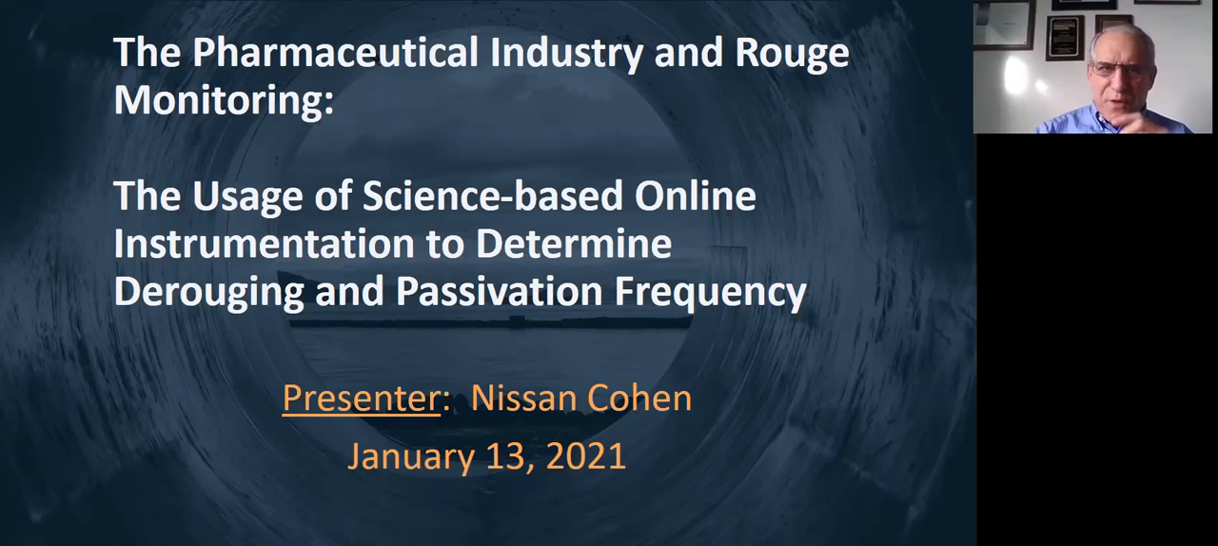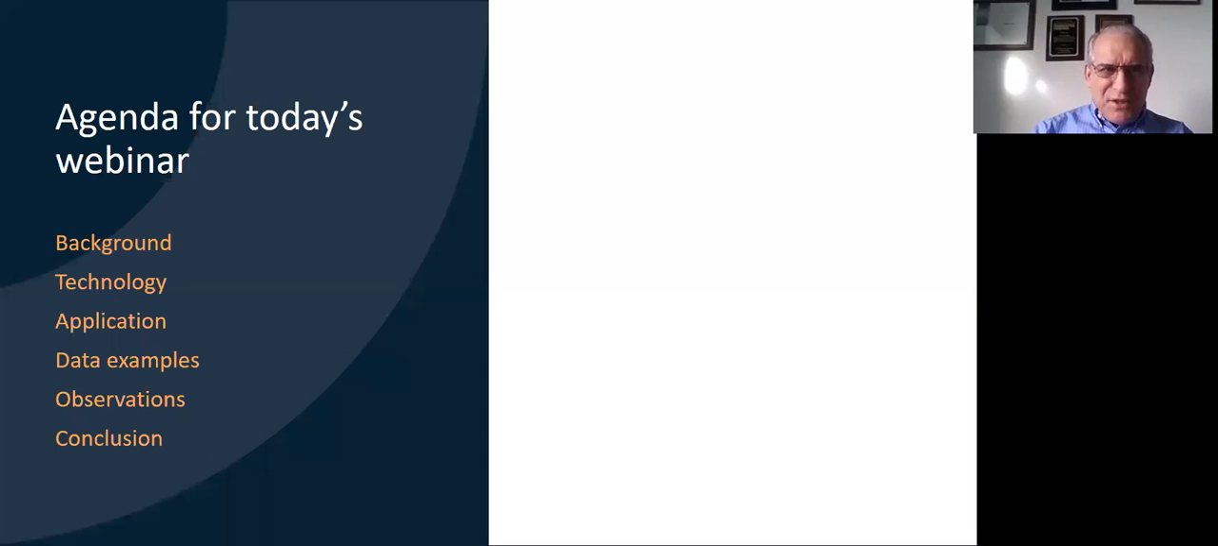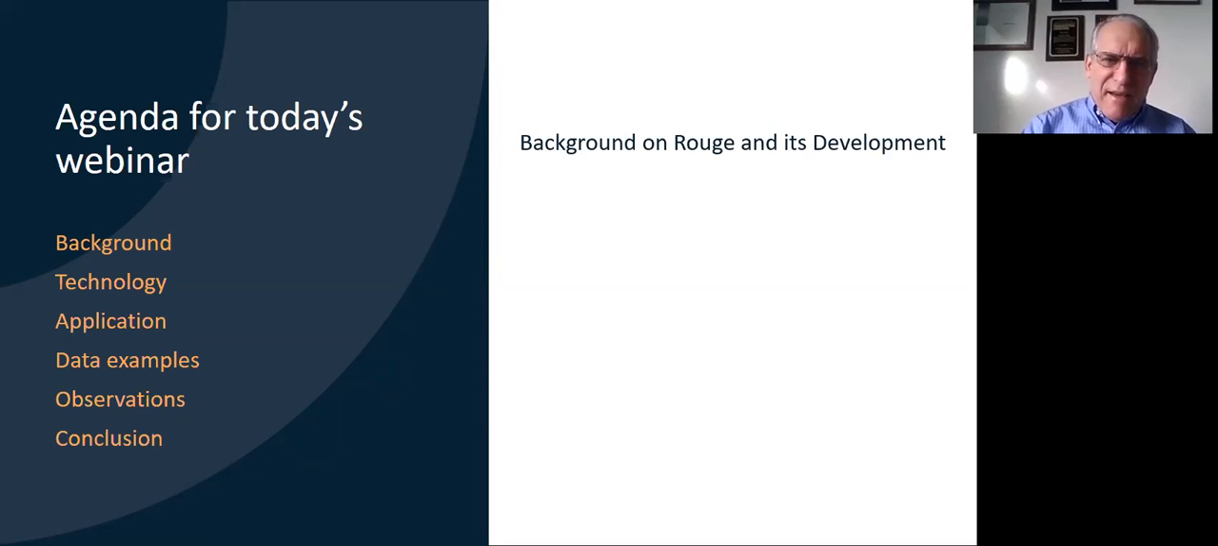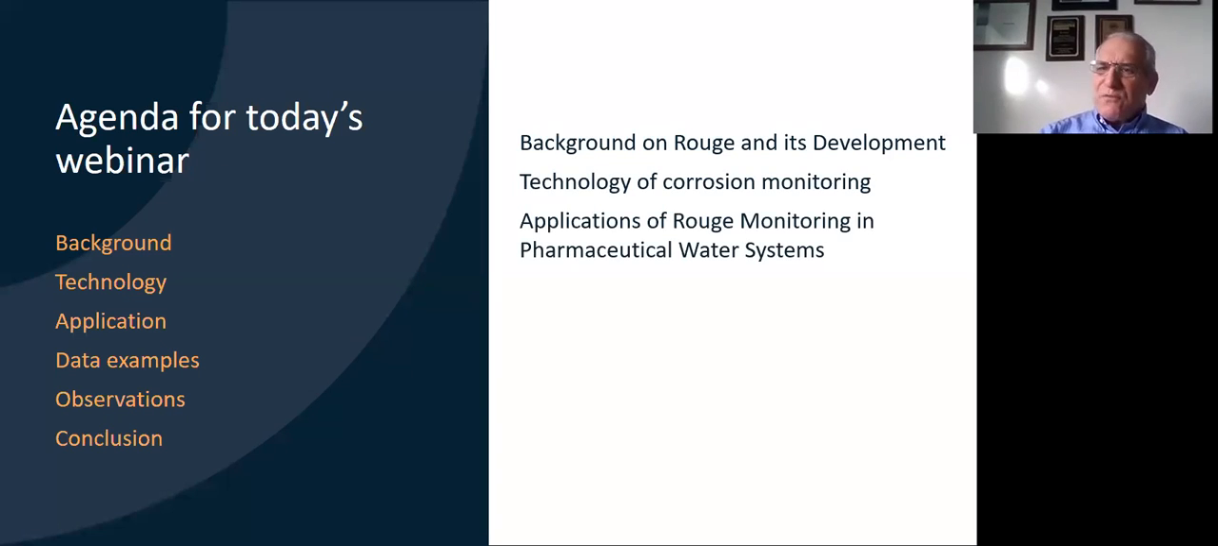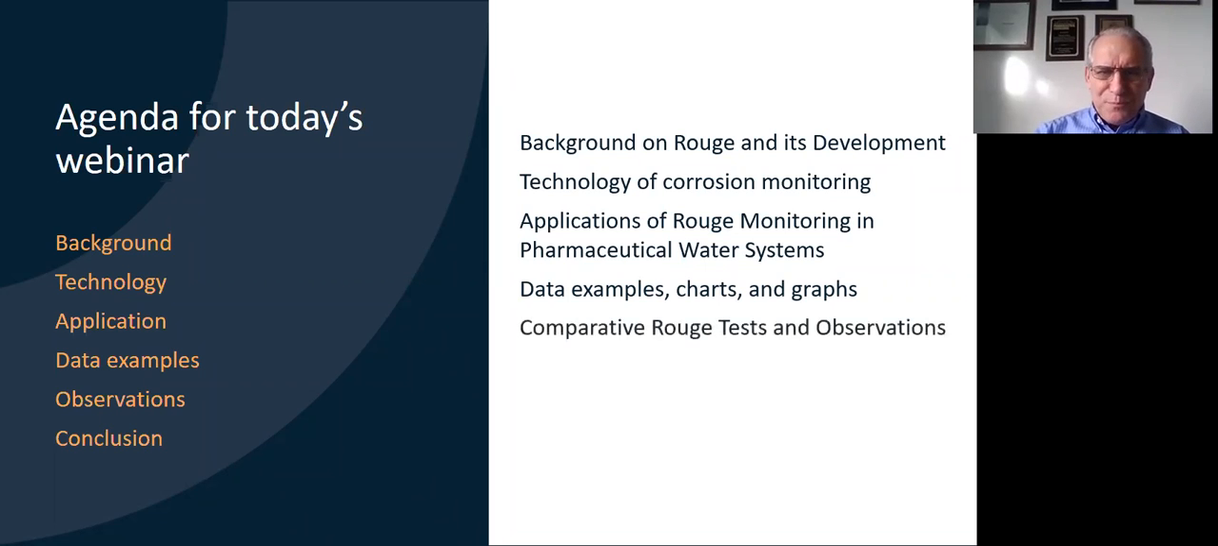For today's agenda, we're going to talk about certain different areas. Number one, the background of Rouge and its development, the technology of corrosion monitoring, the applications of Rouge monitoring in pharmaceutical water systems, and why we do that. There will be an extensive area on data examples, charts, and graphs showing real data from real applications that have been amassed throughout the world.